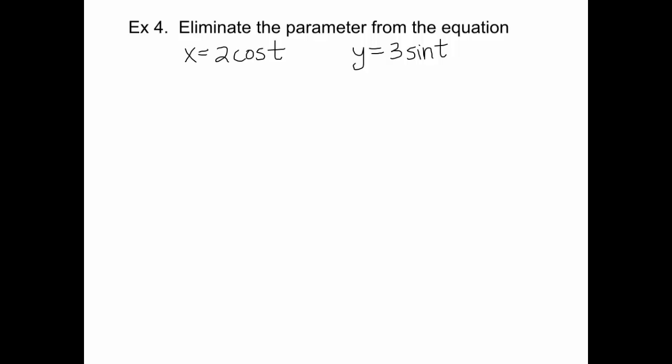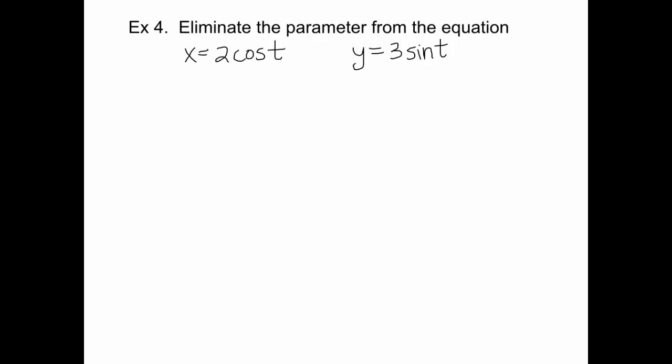How about in this example? How would we eliminate the parameter here? Oh, well, it's the same idea, right? We have an x equals and a y equals, and it's in terms of t, so we're going to do some substitution. But think about how you would get t by itself. Wouldn't you have to take the cos inverse or the sine inverse? Something feels weird about that.